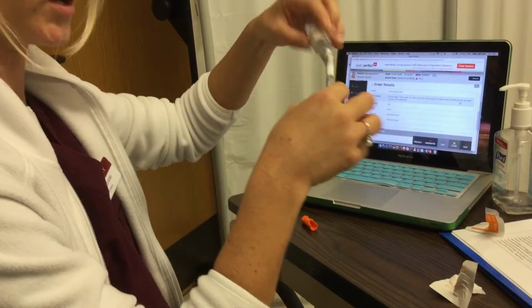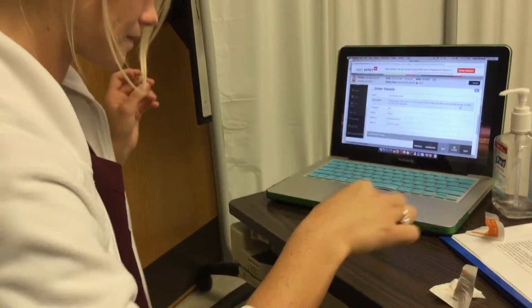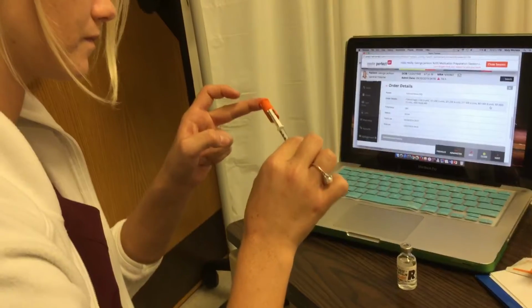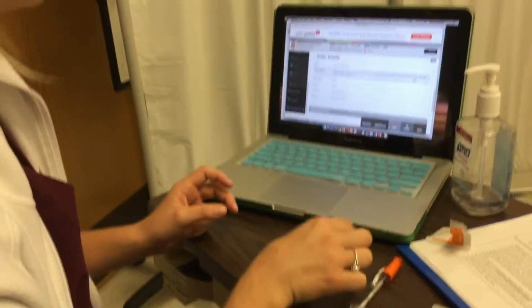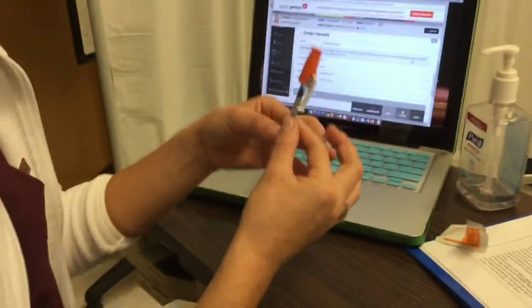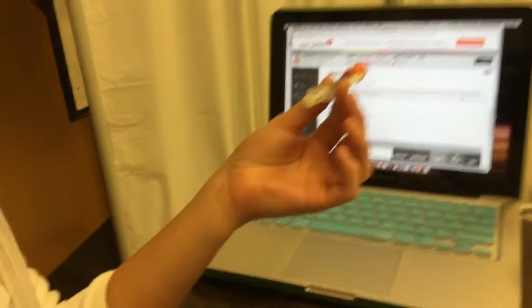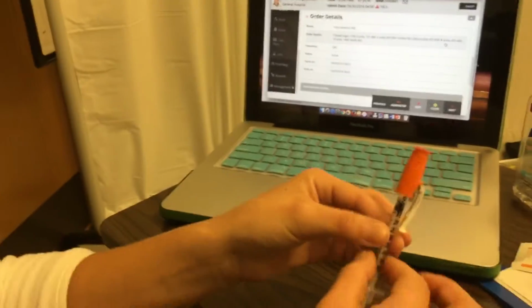I'm going to make sure there are no air bubbles, using the one-handed scoop. Because this is a high-risk medicine, I'm going to call a nurse in at this time to do a blind check. Nurse, I'm administering insulin to my patient, George Jackson.